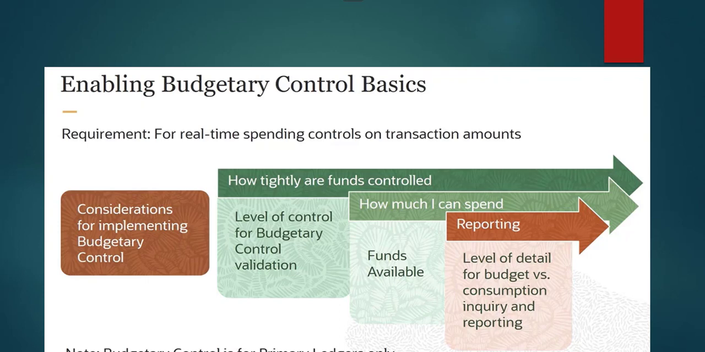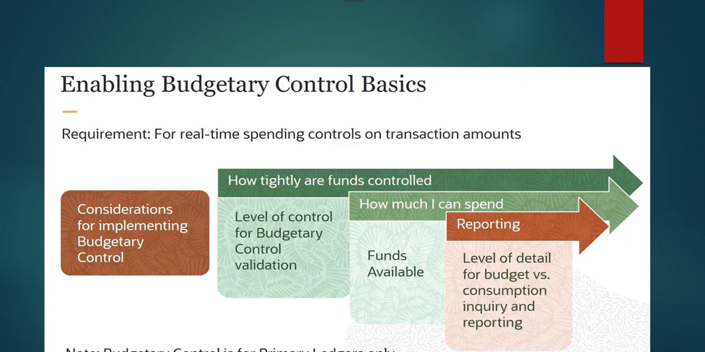What is the level of control that you need for budgetary control validation? So how tightly are your funds controlled? Do you want to stop transaction processing if there is no budget for a transaction, or do you want to just issue a warning?